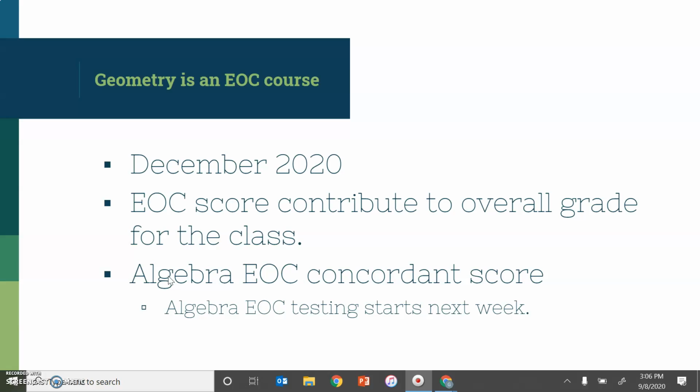Speaking of the Algebra 1 EOC, testing starts next week. So if your student has not taken the test or did not pass the test, they will be taking the Algebra 1 EOC coming up, starting next week.